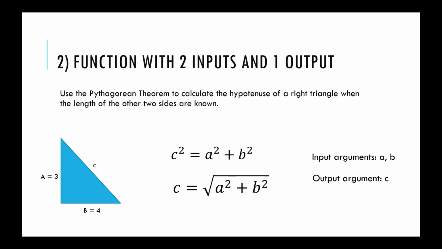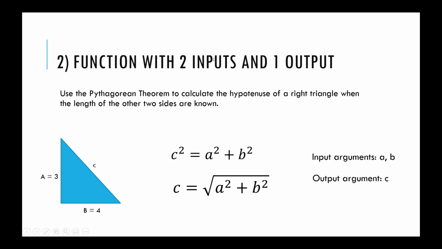Okay, so this is an example of a user-defined function that uses 2 inputs and 1 output. This is for the Pythagorean theorem. We want to calculate the hypotenuse C when the lengths of A and B are known. So here, looking at this triangle, the input arguments are A and B. They are actually small case. And then the output argument is C. This is the function body.